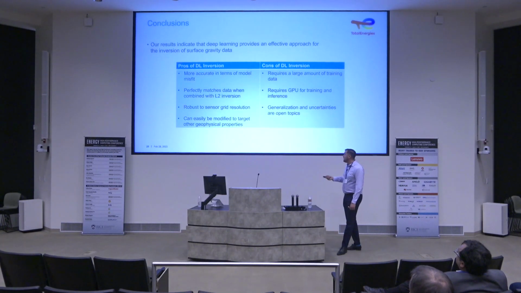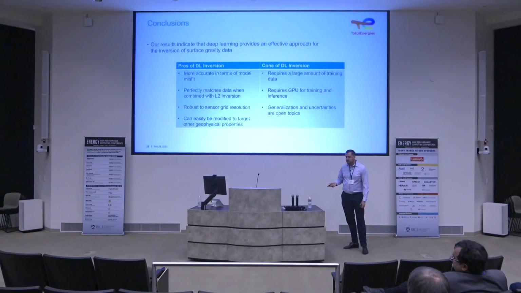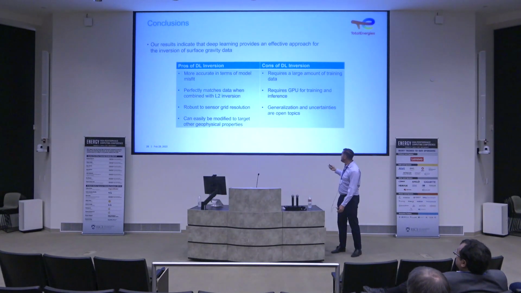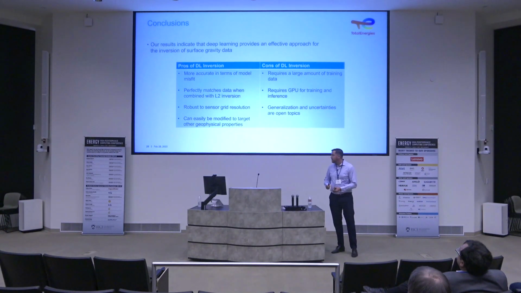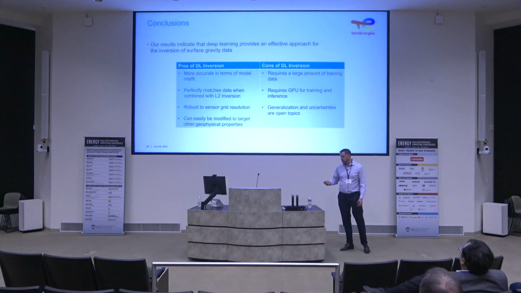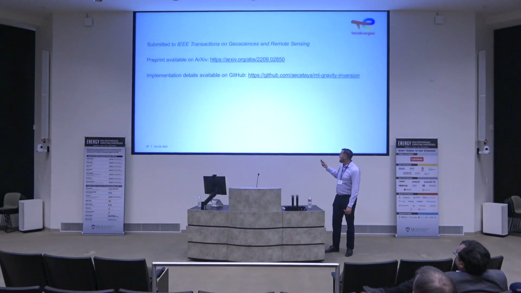Again, we'll just conclude here by saying that our deep learning-based approach is more accurate in terms of model misfit by itself, can perfectly match the data when we apply it with L2 inversion, is robust to different sensor grid resolutions, can easily be modified to other targets, but comes at a computational cost that requires GPU and training. As well, we do need to do some more work to understand generalization and uncertainty quantification, which we can work on later. And so, skip this for now.